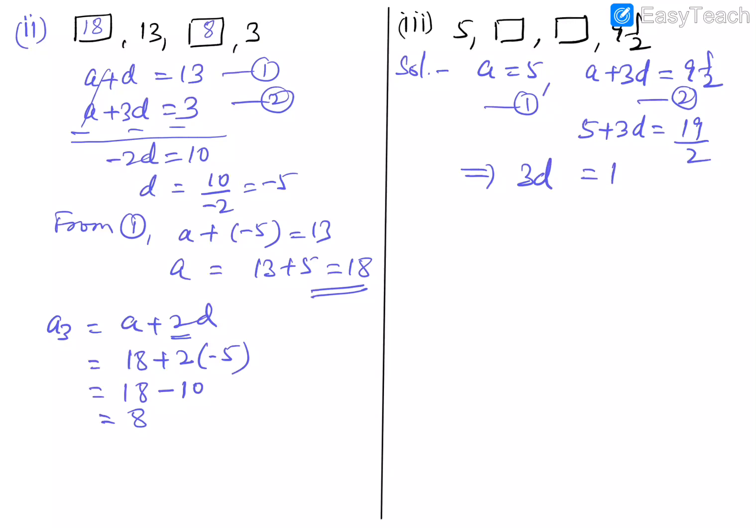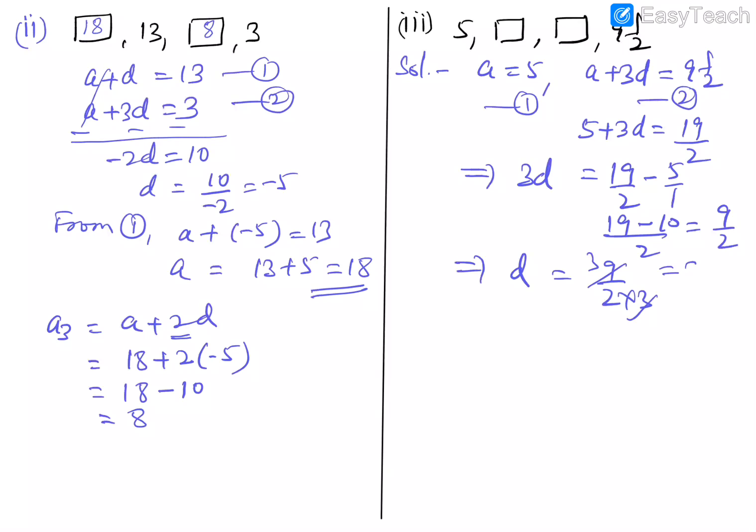So putting this value of a in equation 2, we find the value of d as 3d is equal to 19 by 2 minus 5 by 1, taking LCM, 19 minus 10, that is 9 by 2. So d is equal to 9 by 2 by 3, that is 3 by 2. Thus we have a as 5, which is already given. Now we have to find out the second term, that is a2, which is given by a plus d, and a is 5 and d is 3 by 2. So 3 by 2 is actually 1.5. So 5 plus 1.5 is equal to 6.5.